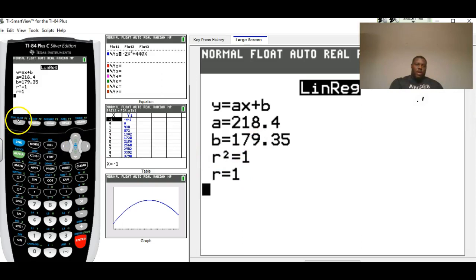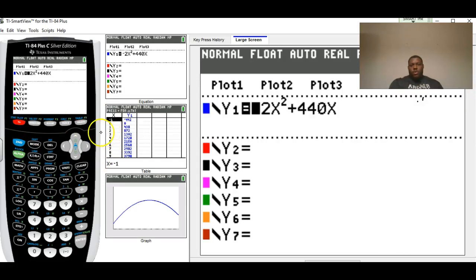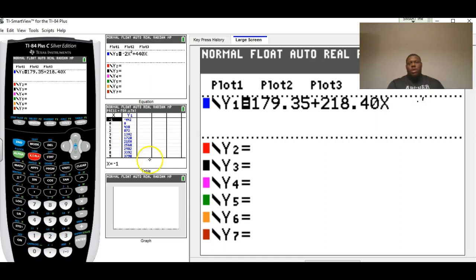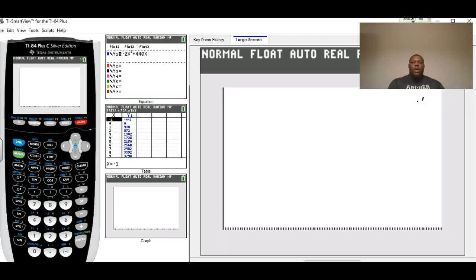So next, I'm going to go to y equals and put my equation in. Let me clear this out. Our equation is 179.35 plus 218.40. And we don't have an H here for the hour, but I'm going to put X to indicate that. Then I'm going to hit graph.